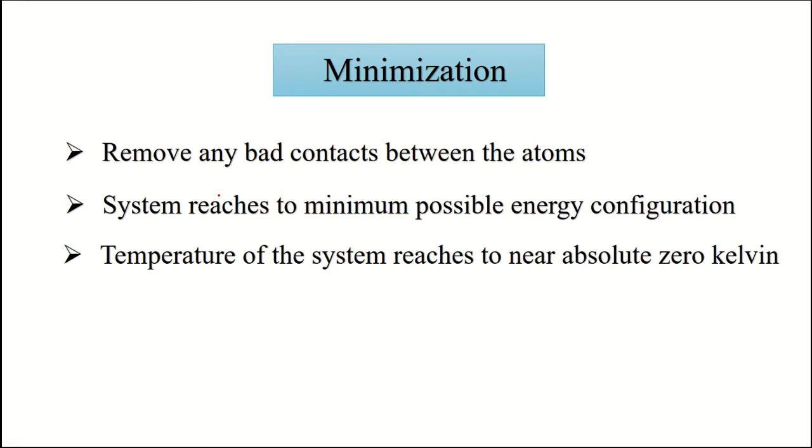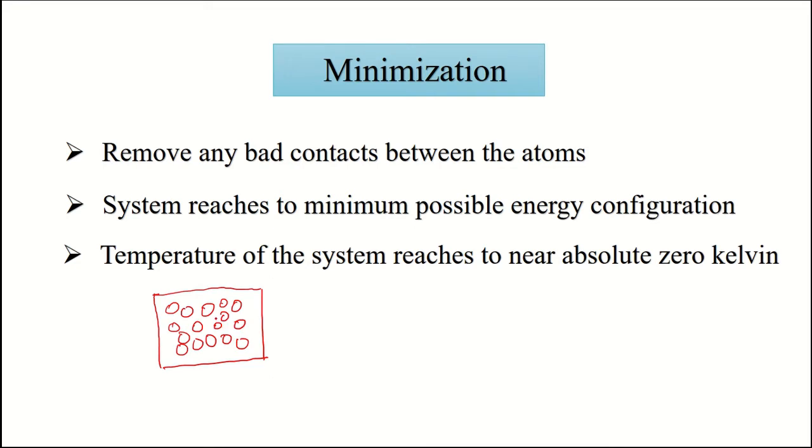So what is minimization? Minimization removes any bad contacts between the atoms. Okay, so the system reaches the minimum possible energy configuration. So it is like this. Let us consider that I have a box of atoms, and I want to simulate a system. So these are the atoms that are initially randomly packed inside this box.